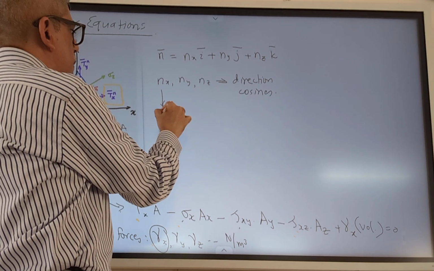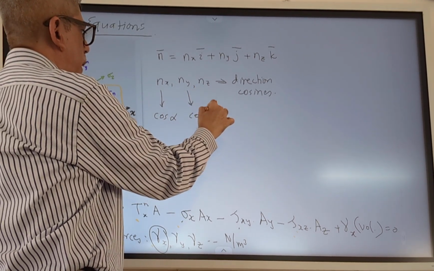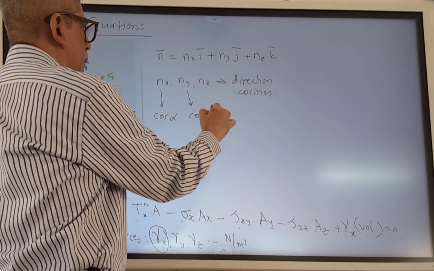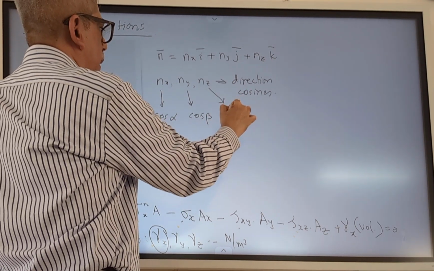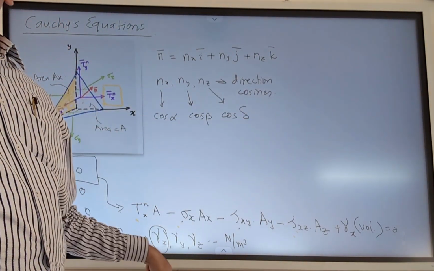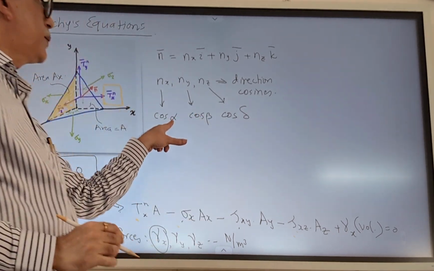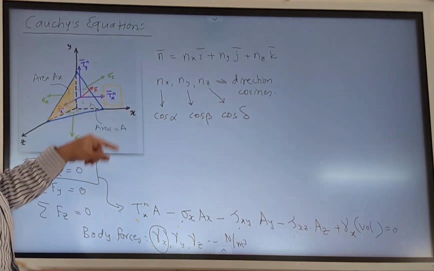So nx is cos of alpha, ny is cos of beta, and nz is cos of, I'm just not using gamma because it will contradict with this. Here alpha, beta, gamma are the angles which this vector is making with respect to the x, y, z axes.